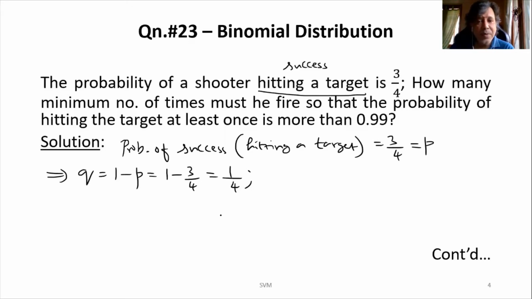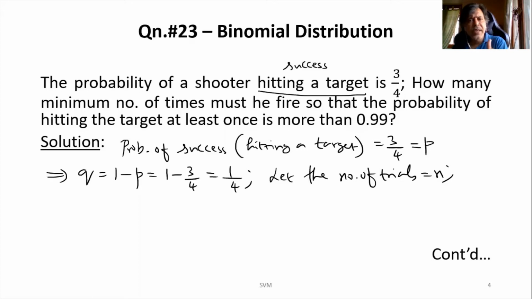But we don't know the minimum number of times he has to fire. So let the number of trials be n. Again, we are assuming it as binomial because the probability of success is known, but we don't know the number of trials. Still we are considering it as binomial, because all the 3 conditions are satisfied here: either you hit it or do not hit it, meaning there is a success or a failure. There are 2 mutually exclusive and exhaustive events possible. Again, every time you shoot, every trial is independent. That is also satisfied. On those bases, we are considering this as a binomial distribution.